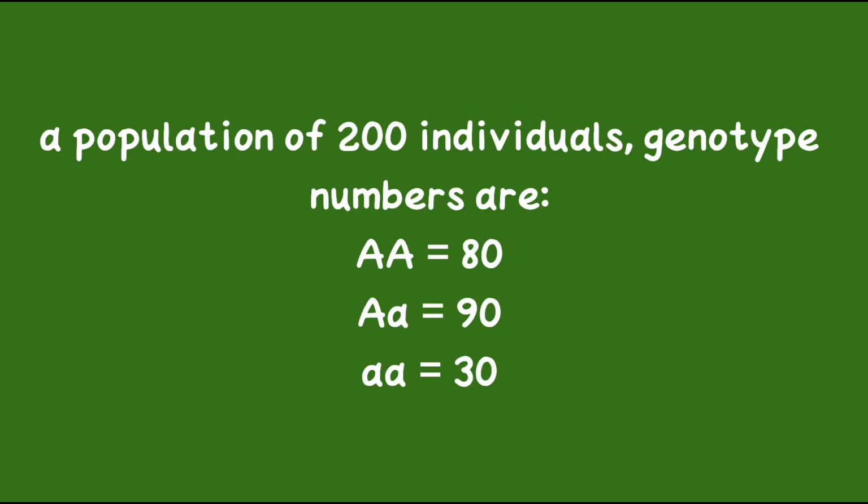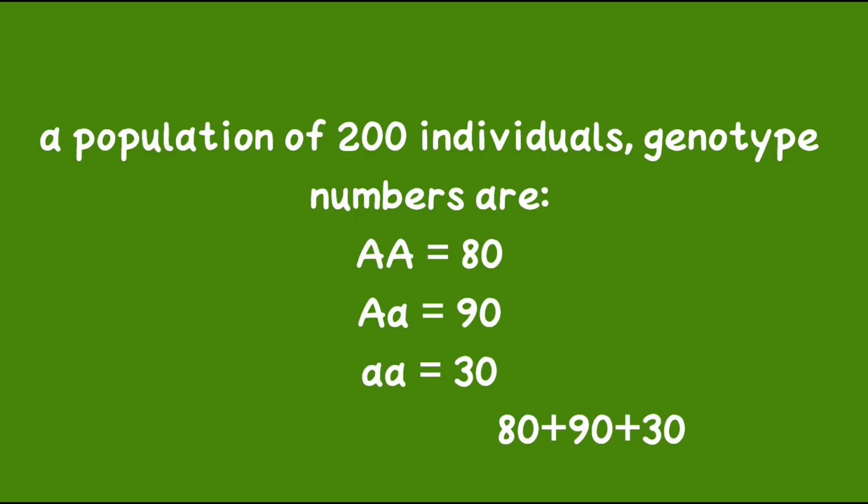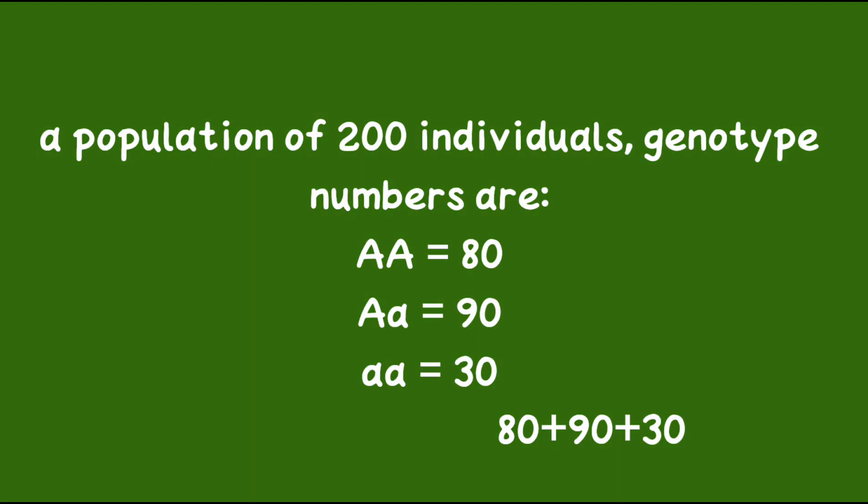So in a population there are 200 individuals, and the genotype numbers are given here. We have to find the allelic frequency of the dominant and the recessive one. In this population of 200 individuals, the genotype numbers are capital A capital A 80, heterozygous 90, and the recessive genotype 30. So the total individuals come out to be 200, that is 80 plus 90 plus 30. So the total allelic population, that is 2n, is 2 into 200, that is 400.